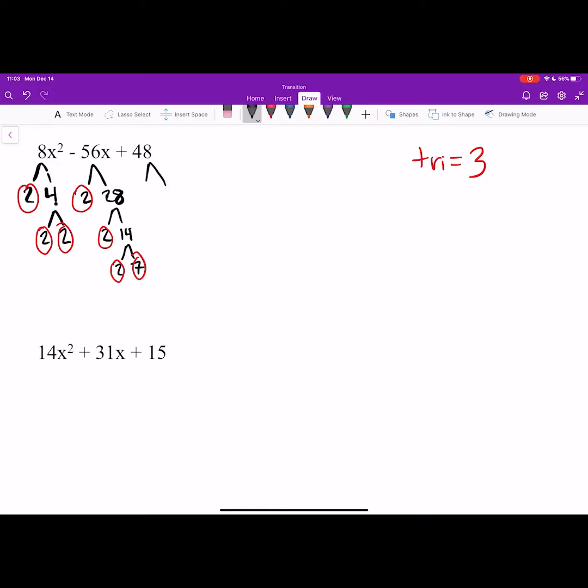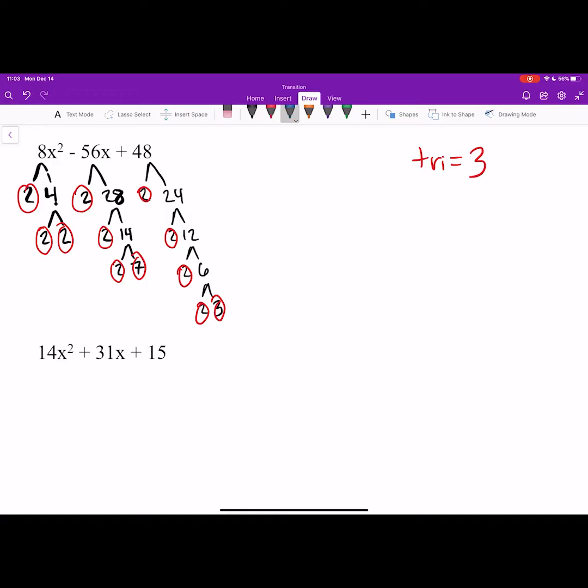And then I've got to break down 48. I divide by 2 and get 24. Divide by 2 and get 12. Divide by 2 and get 6. Divide by 2 and get 3. Not too bad, right? These are actually pretty easy. 2 times 2 times 2 times 2 times 3.